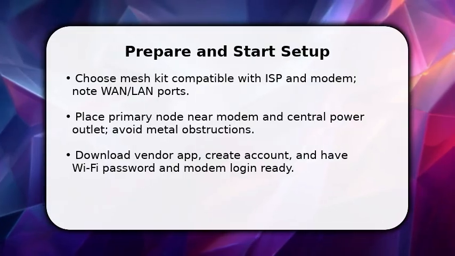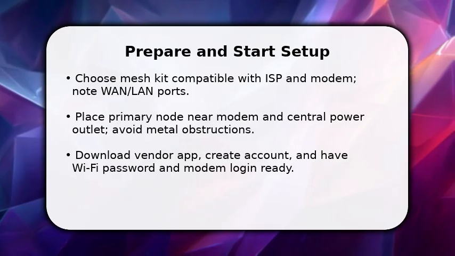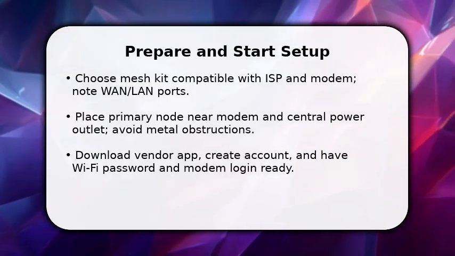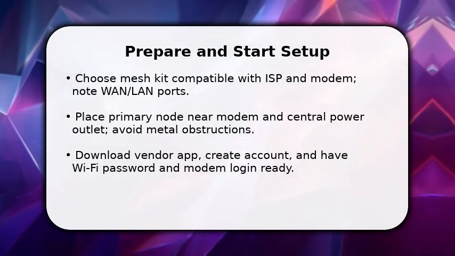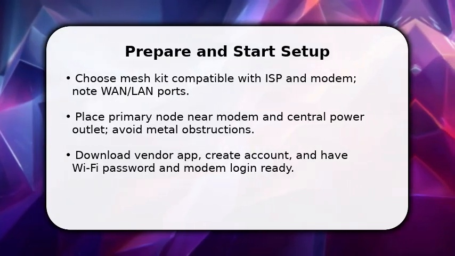You begin by preparing the essentials. Connect the primary node to your modem via Ethernet and power it on. Once done, open the vendor app and sign in. The app discovers the node automatically.